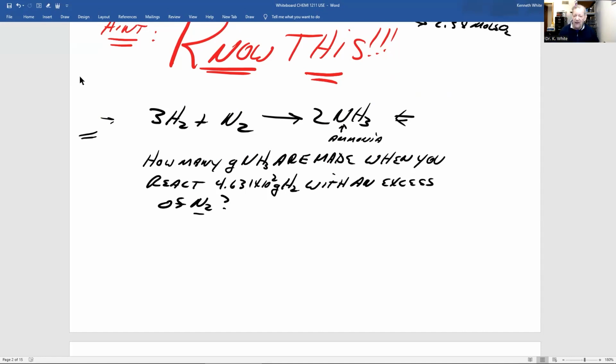A little background information. You don't need this for the problem, but I'd like to bring it up. This is a way of making ammonia in a chemical plant. For many, many years, scientists were trying to make this work at what's called a high yield. When you react two things together, you make a lot of it, a high percentage. If you don't, it's not economically feasible. Well, it turned out two German chemists figured out a way to make this in high yield.